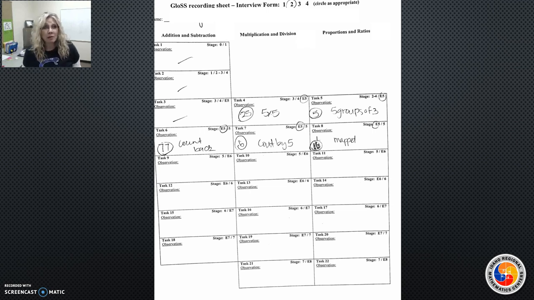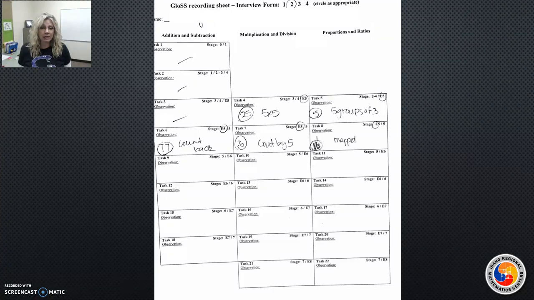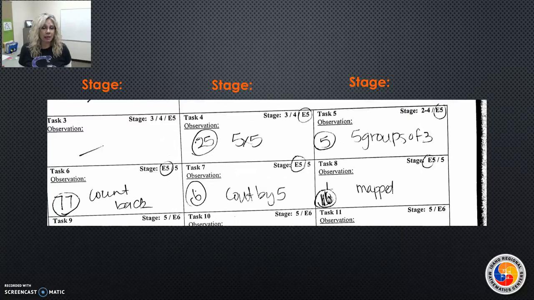So on this sheet that you see on the screen, I'm going to zoom in. We see that the teacher only assessed task 4 through task 8. So let's zoom in and take a look at how to score each of the three domains.